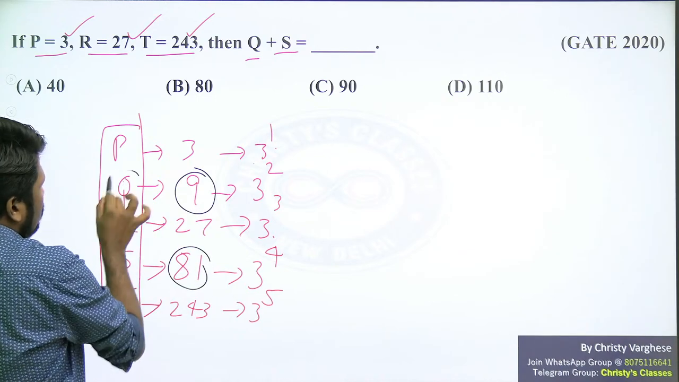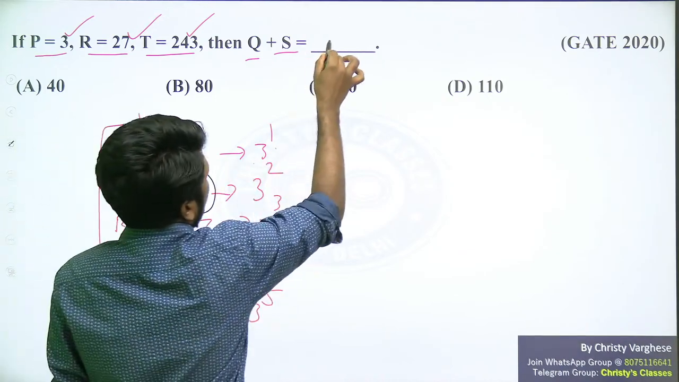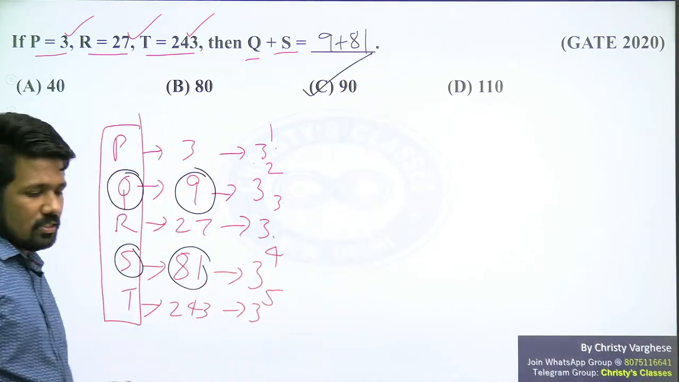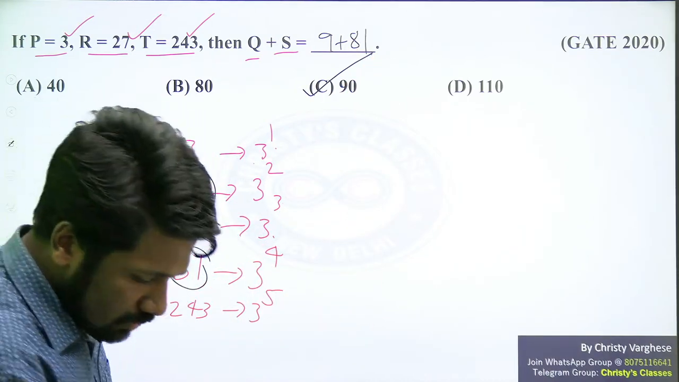That is what you need to get the final answer. 9 and 81, because Q plus S is what you need. 9 plus 81, 90 is the correct answer. Is this clear to all of you? Very simple, right?